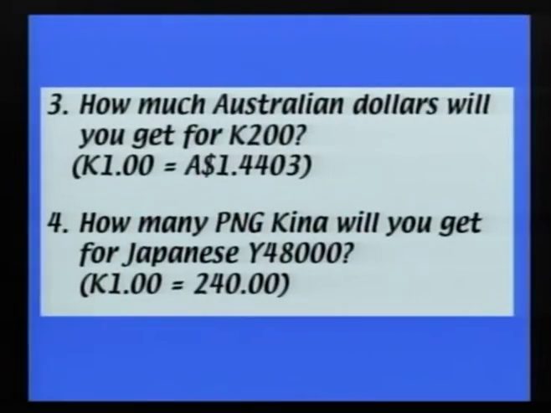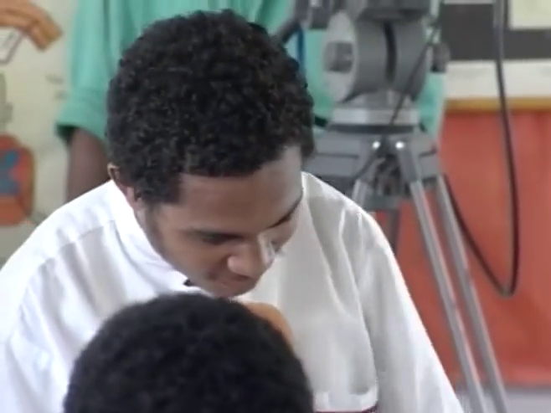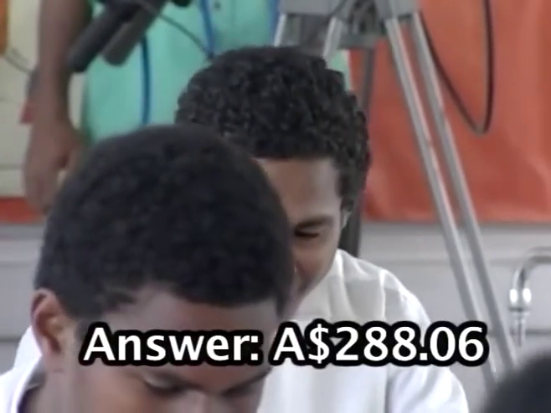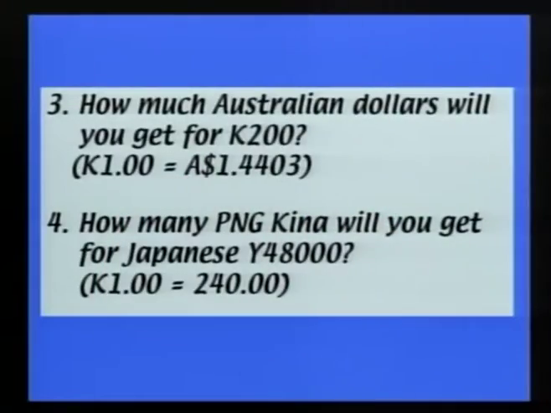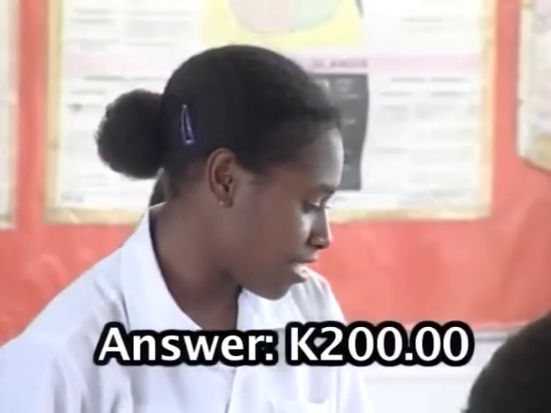Okay. Number 3. How many Australian dollars will you get for 200 kina if 1 kina is 1.4403 Australian dollars? Daniel, $288.06. Good. Natasha, how many PNG kina will you get for 48,000 yen? 200 kina. Good.